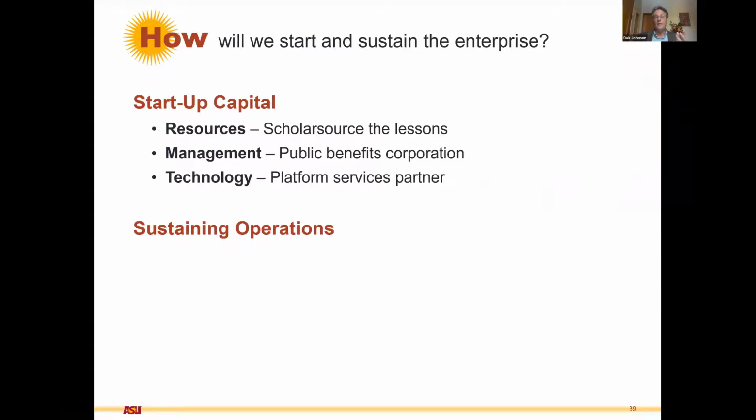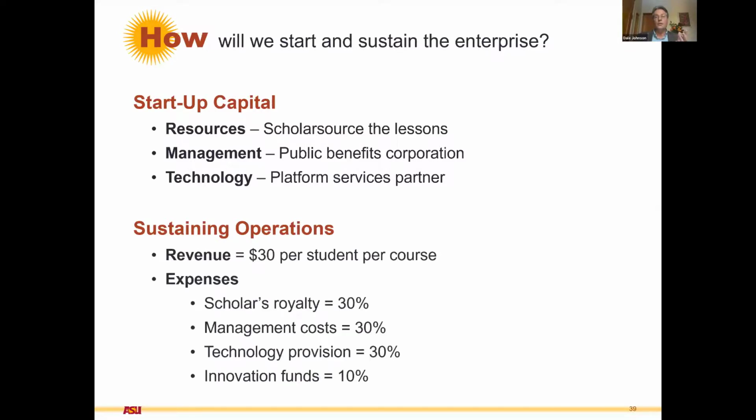And we need technology providers. Eventually, we need a revenue model, something like this $30 per course per student that would be divided up hypothetically between the different financial interests. So faculty member royalty rates at 30%, management cost another 30%, and technology platform another 30%, with 10% for innovation. This is just an idea.